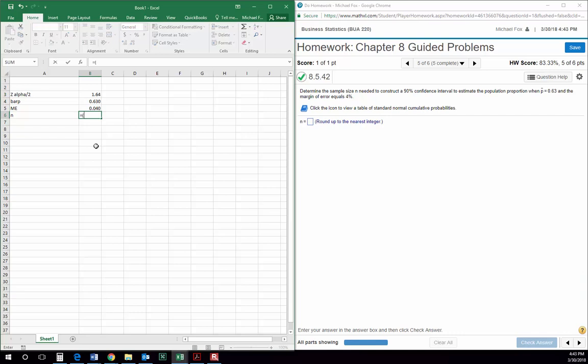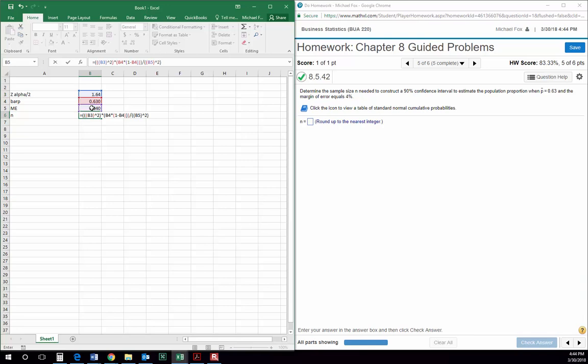But our formula is our z alpha divided by 2, so z alpha divided by 2 squared, times our bar p, times 1 minus bar p. So I need to do another set of parentheses to show that this is all the numerator of this problem. And we divide that by our margin of error squared.